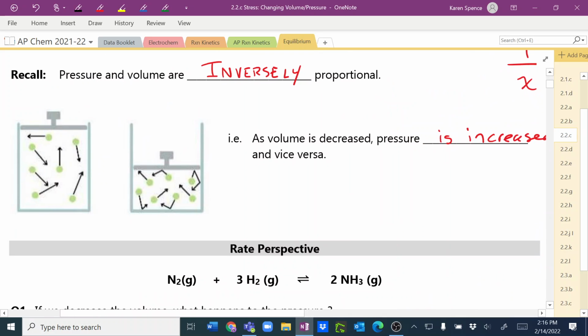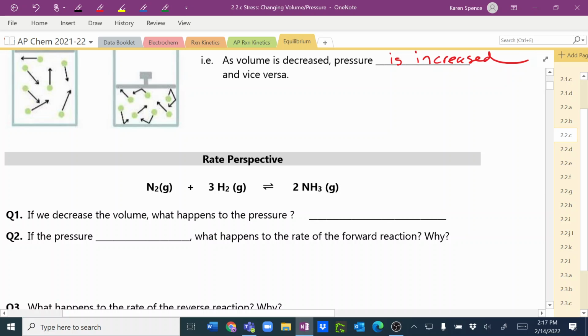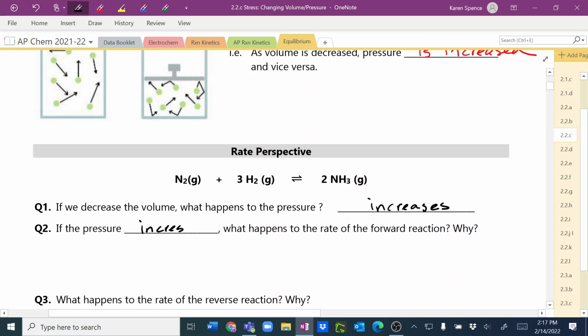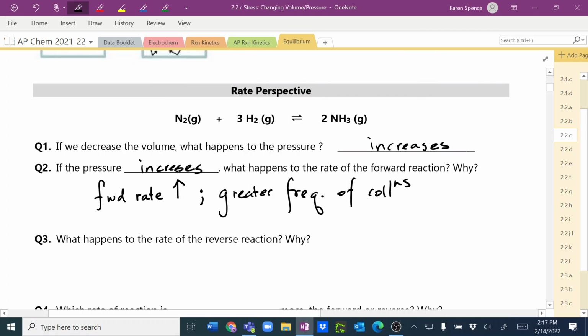Okay. I'm shocked I was able to pull that out of my head, but anyway. If we decrease the volume, what happens to the pressure? If we decrease volume, pressure increases. And if pressure increases, what happens to the rate of the forward reaction? The rate increases. Why? Greater frequency of collisions. What happens to our reverse rate? It also increases.